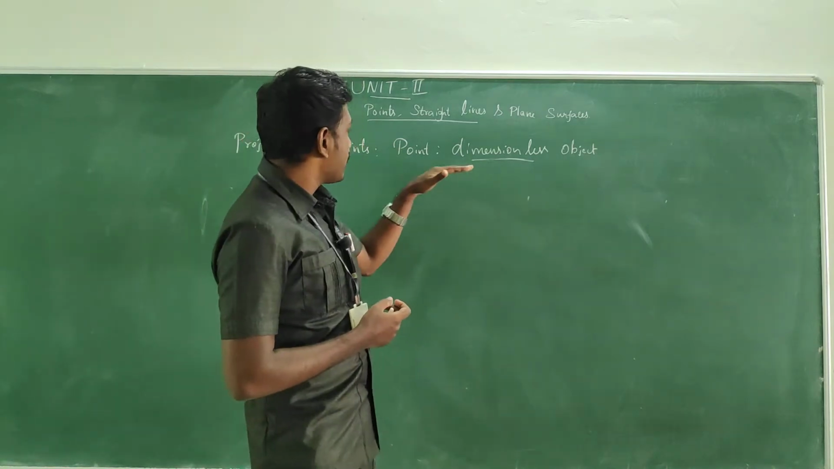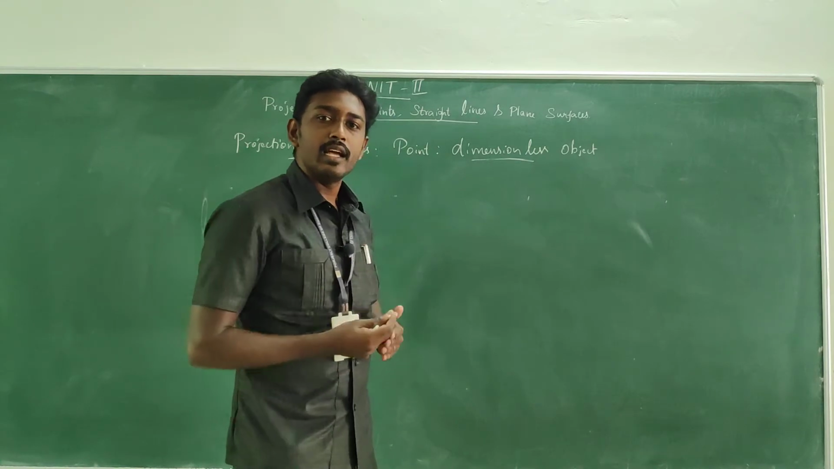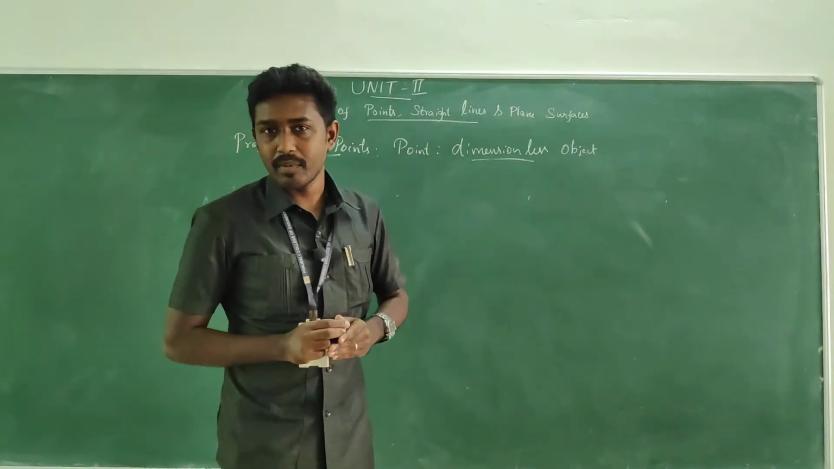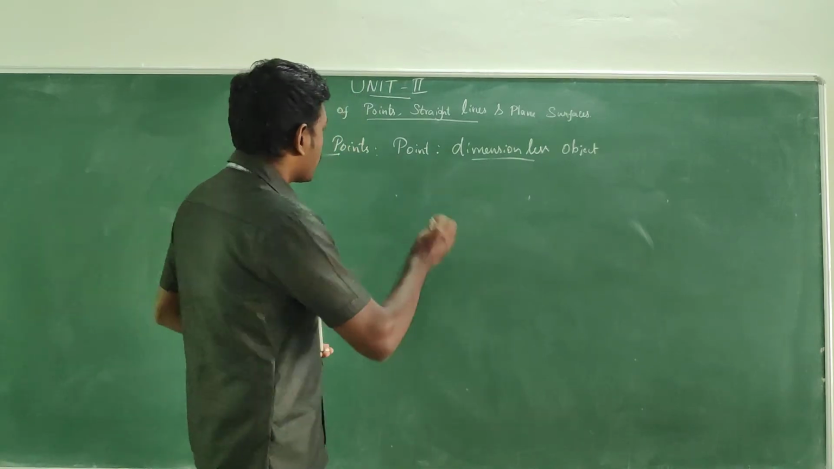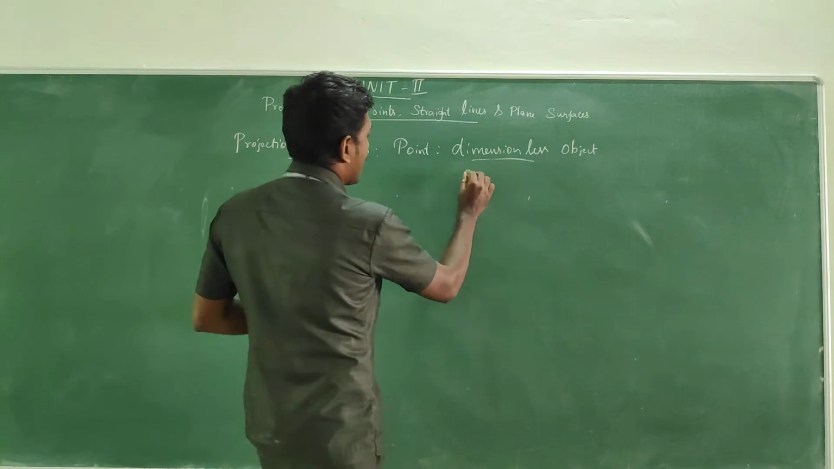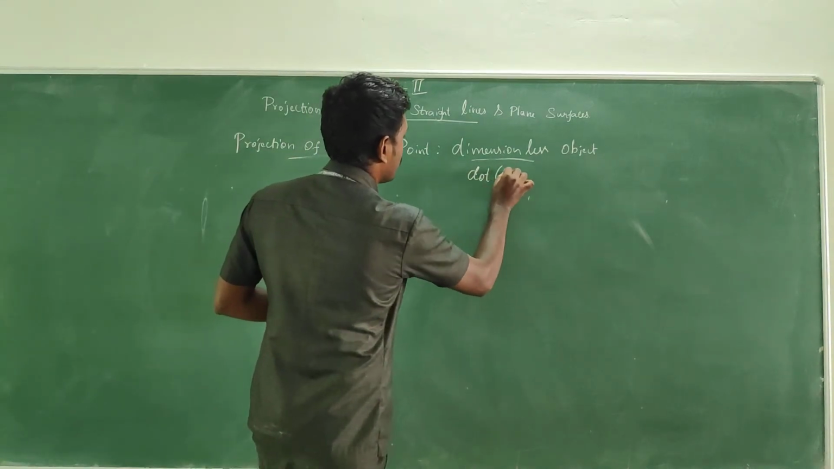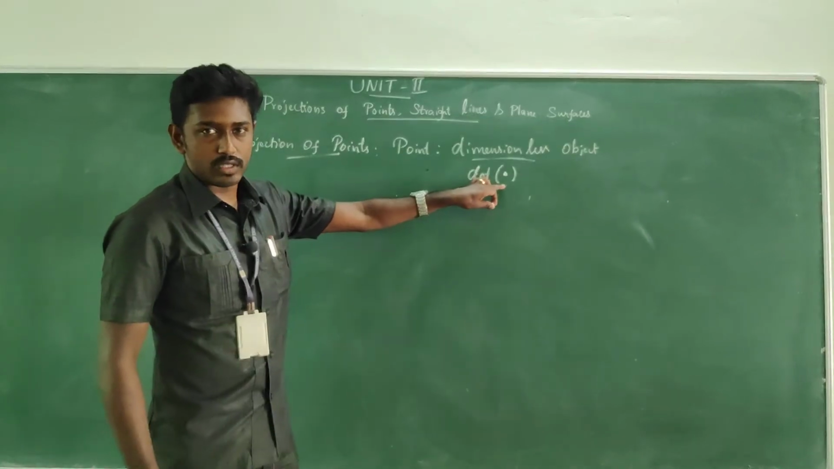So as far as this point is concerned, either in the front view or in the top view, it gives the same observation, that is a point, even in the side views. Okay, so in order to represent or denote the point, we used to have a dot. In order to specify the point, we used to have a dot, right?